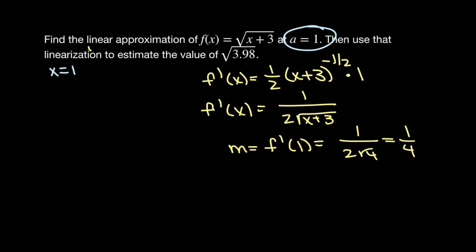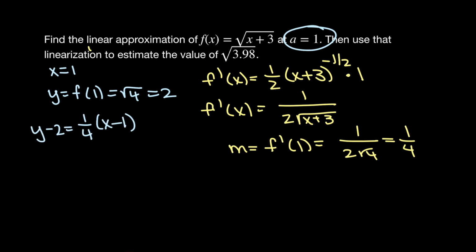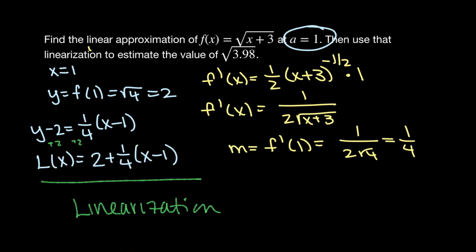Then, for the point of tangency, we're working at a equals 1, or x equals 1. So for the y value of my point of tangency, I'm going to take that 1 and plug it into my function. The square root of 1 plus 3 becomes root 4, or 2. So my tangent line is y minus 2 equals 1/4 times x minus 1. I can bring that 2 over, and then I have y equals 2 plus 1/4 times x minus 1.